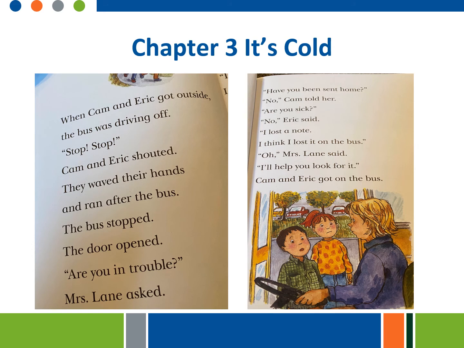When Cam and Eric got outside, the bus driver was driving off. "Stop, stop," Cam and Eric shouted. They waved their hands and ran after the bus. The bus stopped. The door opened. "Are you in trouble?" Mrs. Lane asked. "Have you been sent home?"